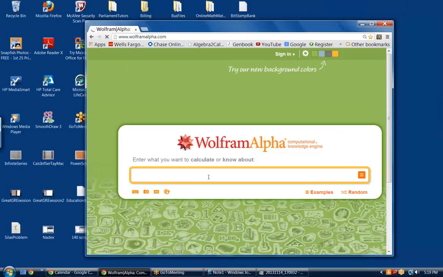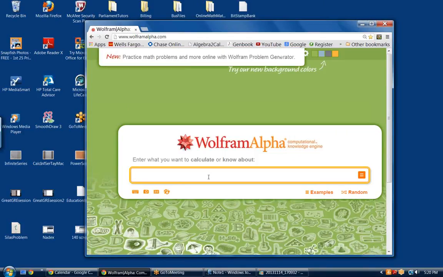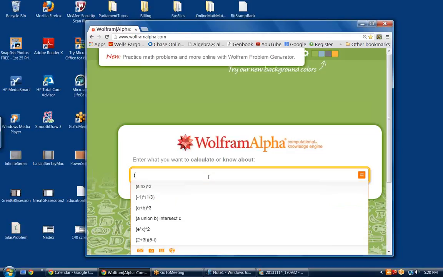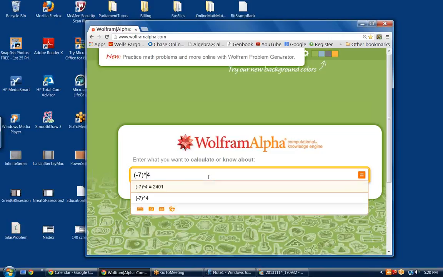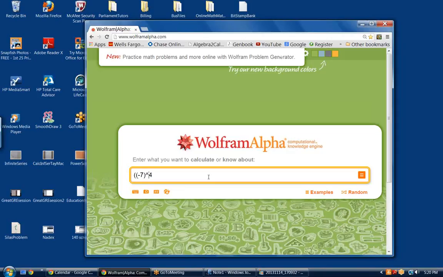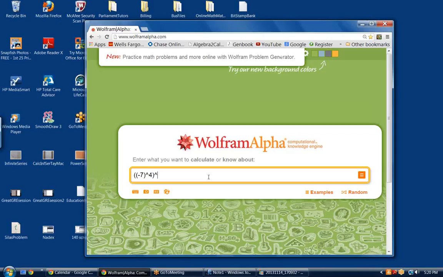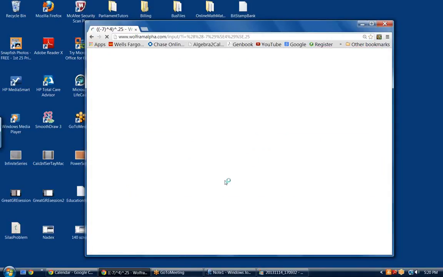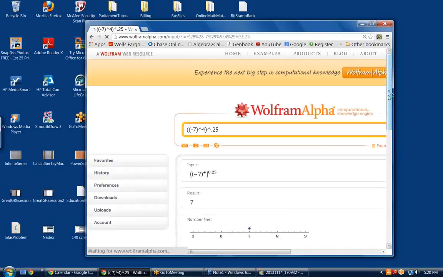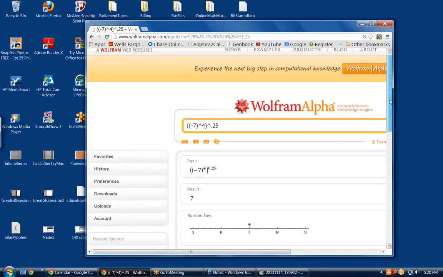Let's see. How do we want to put this in? I want to take the quantity -7, raise it to the 4th power, and then take the 4th root of that whole thing. So raise that to the 0.25 power. Let's see what they give as an answer here. 7.